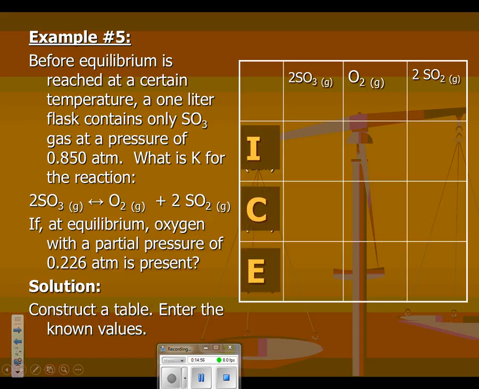So this is the old way we did it. We would now do it this way. Okay? We plug in what we know. We know that we started with this. We know that we didn't have anything else. And we know that at equilibrium, we've got this. Everybody okay with that? Now, there's got to be some change, right? Which one's getting something and which one's losing something? SO2 is probably gaining something.